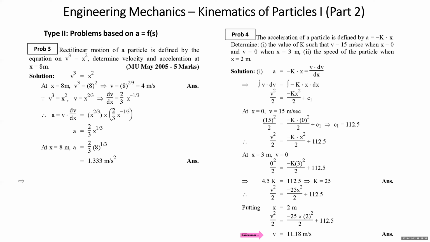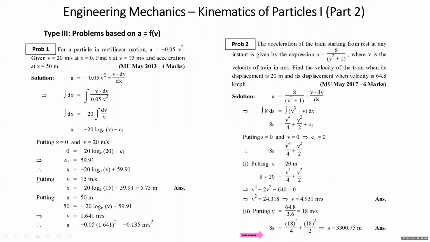So this way, friends, we have covered 5 problems on type 1 and we have covered 4 problems on type 2. Now we are ready to move to the third type. What is the third type, students? Third type is problems of rectilinear motion at varying acceleration where acceleration is a function of velocity.